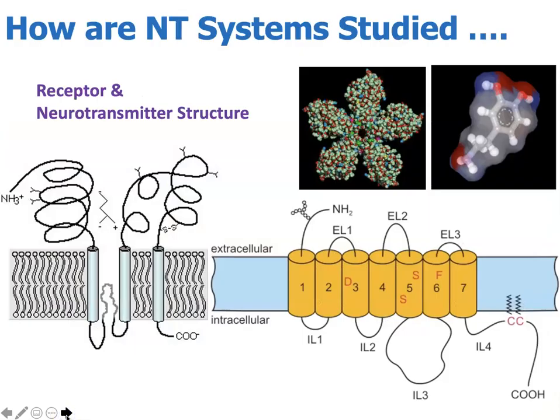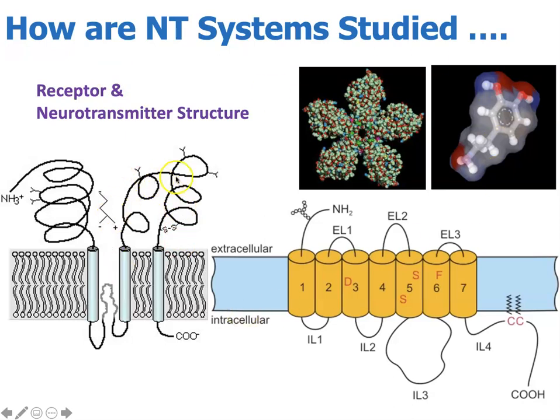Okay, so let's put it all together. What do these neurotransmitter systems actually look like? How are they studied? How does one figure out which is the primary neurotransmitter that's being utilized by a neuron pair? And so that's what the next few slides are all about, right? Figuring out the neurotransmitter structure as well as the receptor structure.